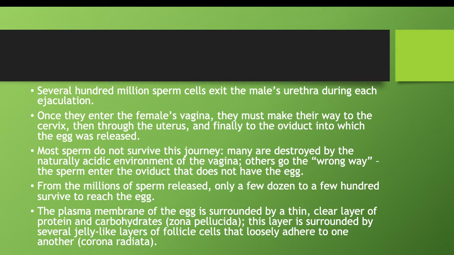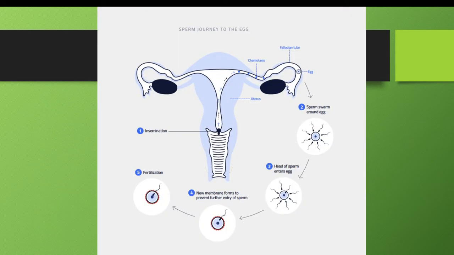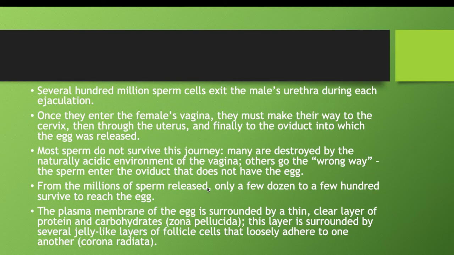Others go the wrong way. The sperm enters the oviduct that does not have the egg. So if I go back to this picture, only one of these oviducts is going to have an egg. Each month, this one will release, then the next month, this one will release. Some of these sperm might start going this way, and they're not going to meet an egg. So it's just the luck of the draw, a 50-50 chance whether they're going the right way.